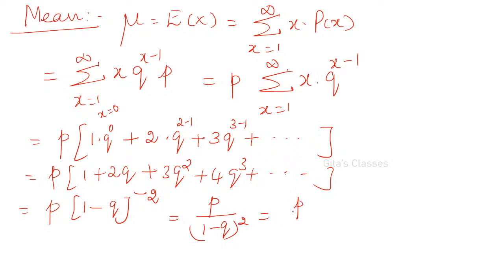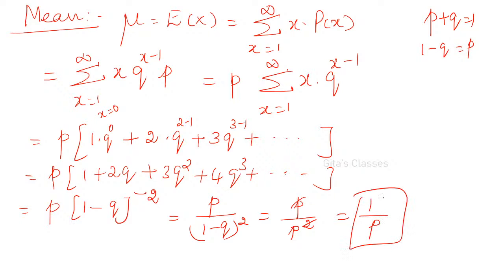What is 1 minus q? We know that p plus q is equal to 1. This is the relationship between p and q. So 1 minus q is p, right? So this is p squared. And p by p squared is 1 by p. So 1 by p is the mean of geometric distribution. Very simple, very easy. The derivation is very easy. 1 by p. Go through this.